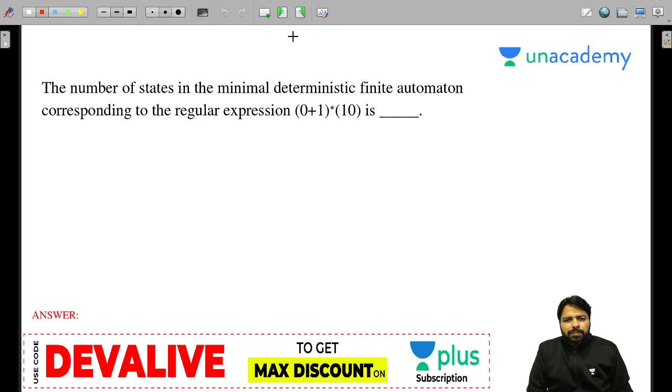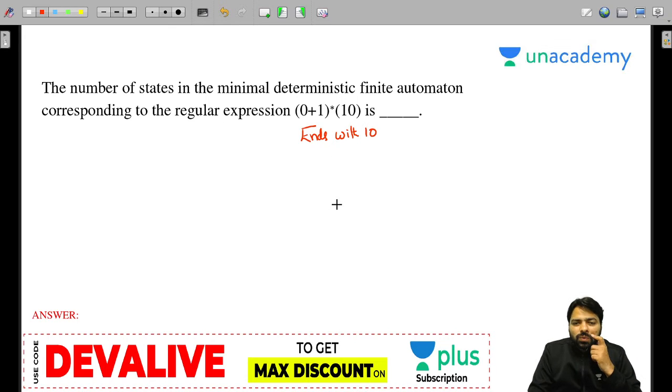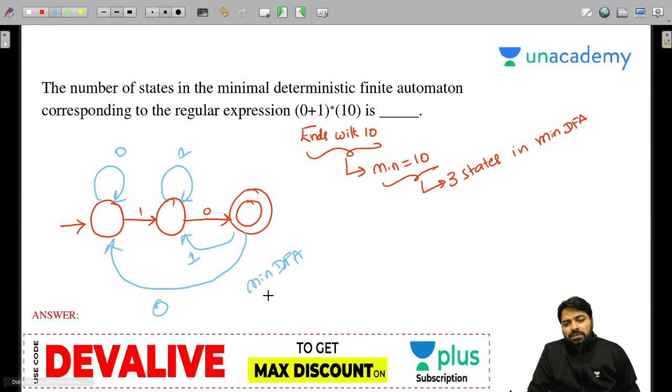Number of states in minimum DFA corresponding to a regular expression. What is this problem? Ends with 10. How many states are required? If you want to design it, you should have practice. So the answer is 3 states. Everyone, ends with 10.